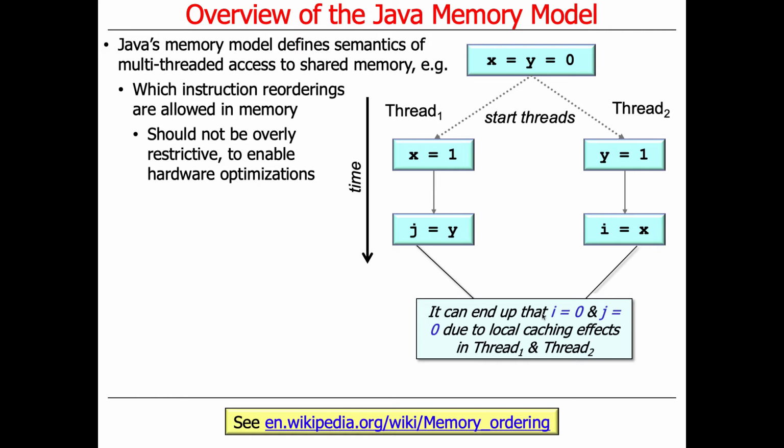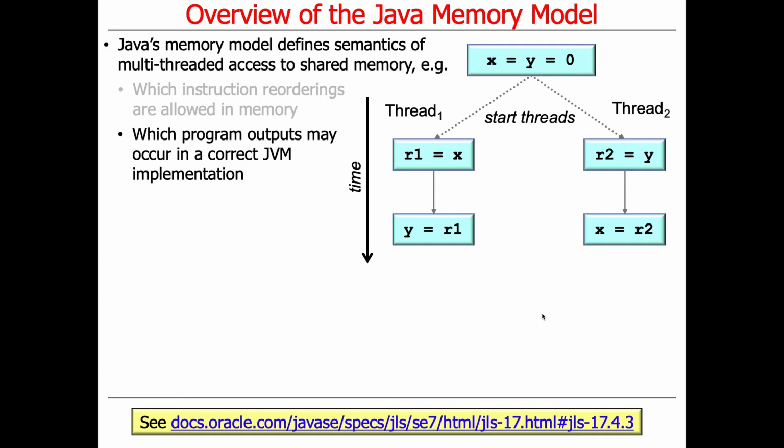Even though you would think that X was set equal to 1 and Y was set equal to 1, both these things may end up being 0 just based on the order in which the fields are cached and the order in which those caches are flushed from one core, one thread running on one core, to another thread running on a different core. So that would be pretty non-intuitive if your program gave you strange results each time you ran it.